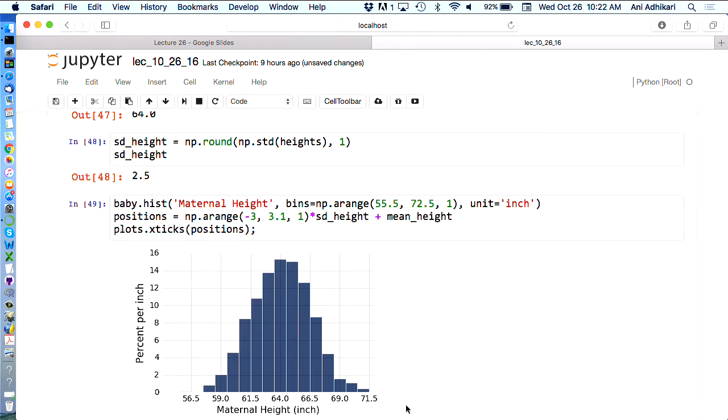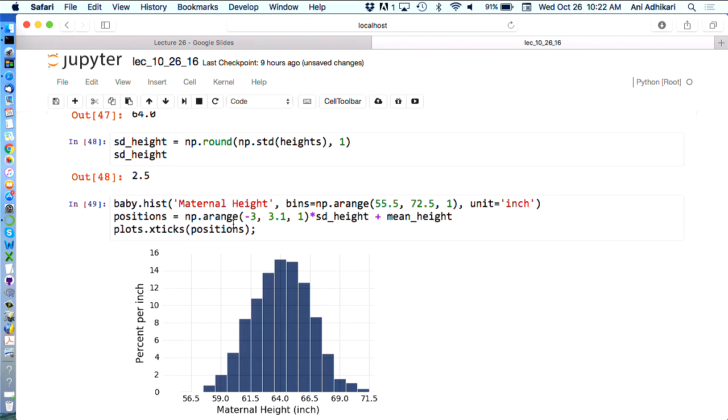Yeah, but I had to force that. That's not what Python does by default. So you can see what I'm doing to force that. Ignore how I am placing them there. Just look at what I'm calling the positions. This is the array minus 3, minus 2, minus 1, 0, 1, 2, 3. You agree? Up to here?